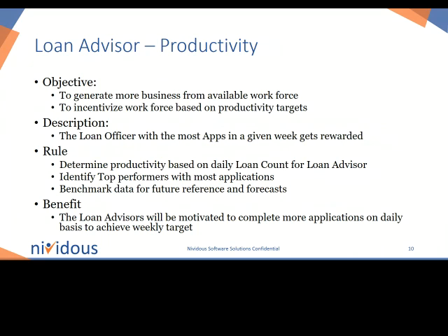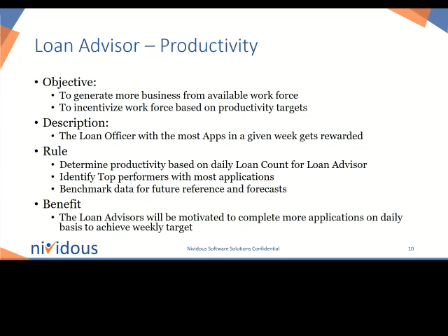So the loan officer with the most apps in a given week gets rewarded. We are talking only about numbers. A person who can take 200 apps in a week will be rewarded the most. So that benchmark number will come in. The rules: we are determining the productivity based on our daily loan count for loan advisors, based on our set of reportings. We are identifying top performers with the most applications. And then again, we are benchmarking the data for future references and forecast.